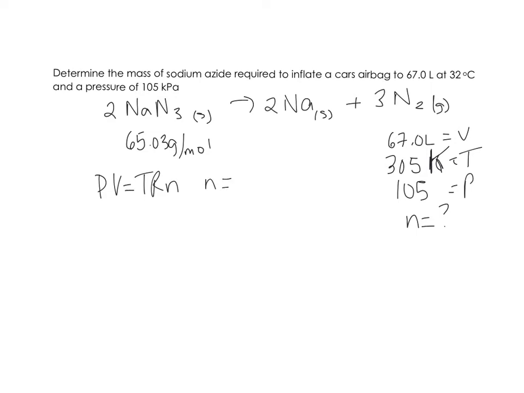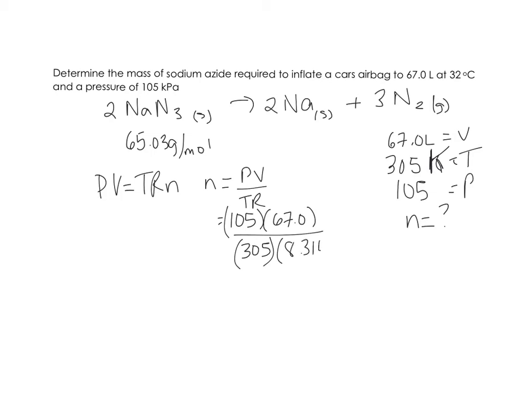So, step 1, isolate the formula for the moles. Plug in your values. So pressure, 105 kilopascals, times the volume, divide by the temperature, times the R value. And that will give us 2.774 moles of nitrogen gas.